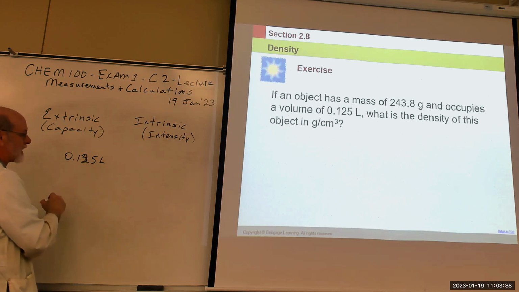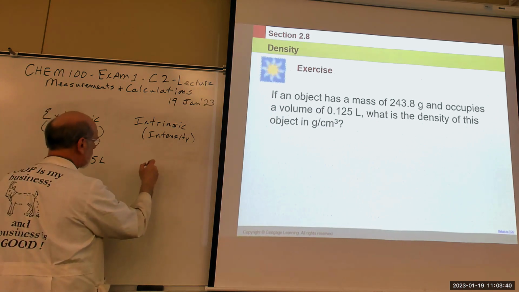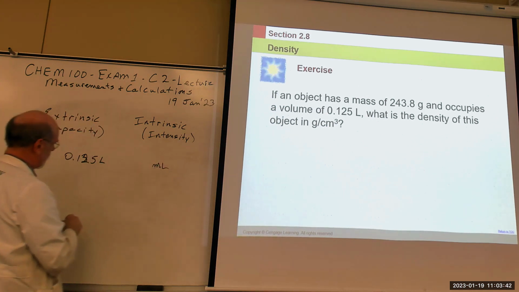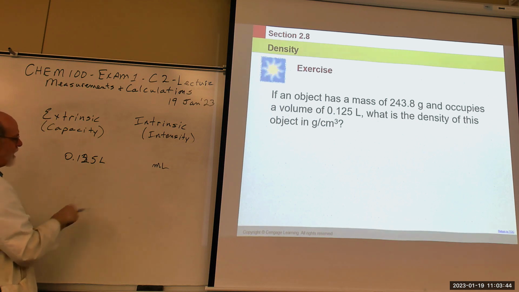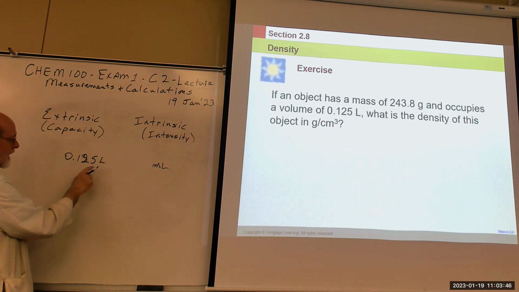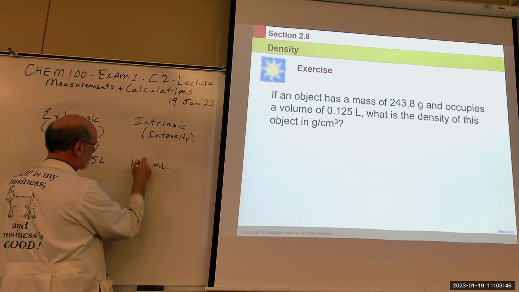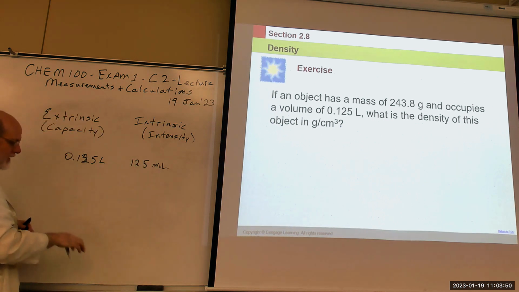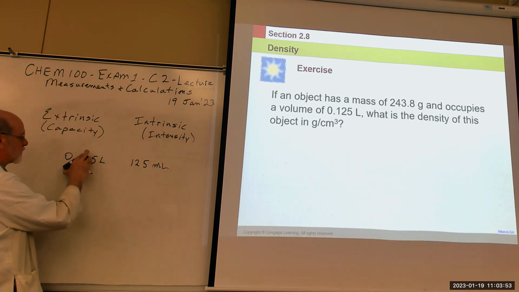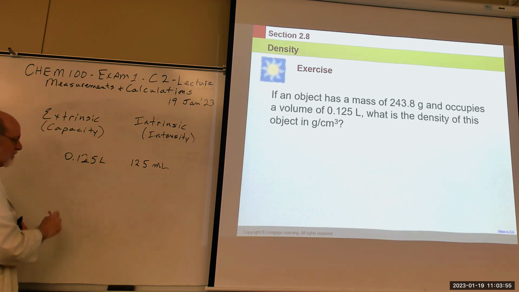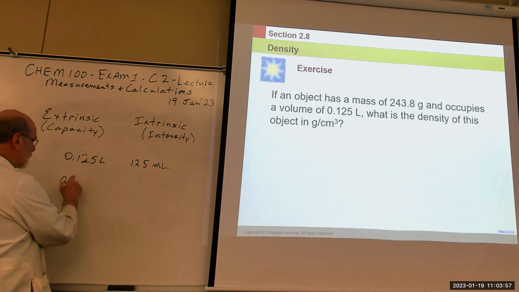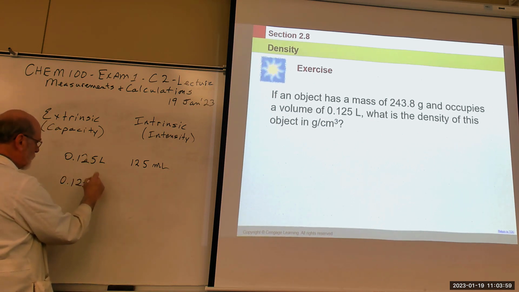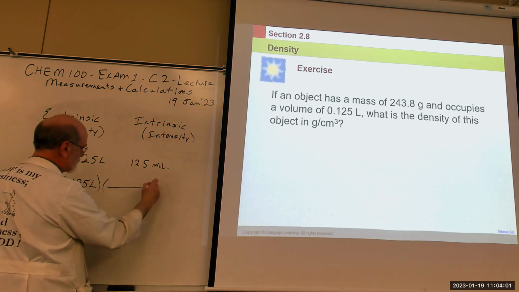0.125 liters is how many milliliters? Okay. Well, we need to move the decimal place to the right. 125 milliliters. How do I know that? Well, I know that because I've been doing it for decades. But we can prove it if we use dimensional analysis, right?